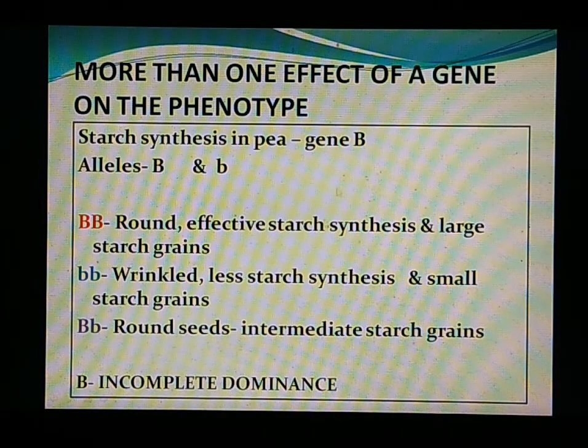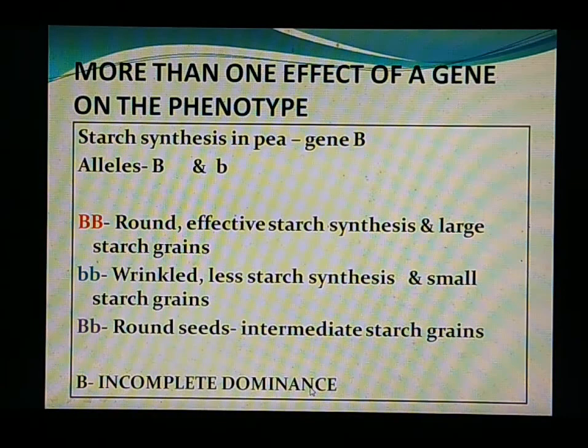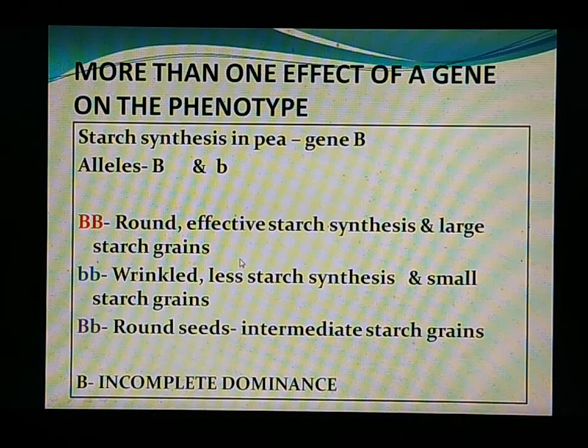So this gene B is showing incomplete dominance if no other homozygous allele of its own type is present. So that is about how more than one effect of a gene can be seen in the phenotype.